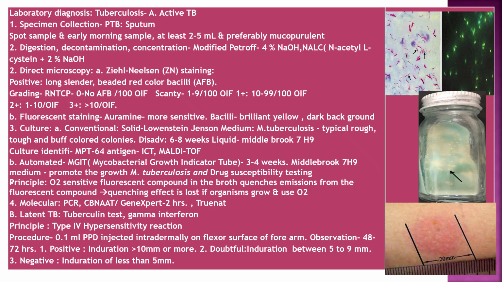Principle of tuberculin test: type IV hypersensitivity reaction. Procedure: 0.1 ml PPD injected intradermally on the flexor surface of the forearm. Observation at 48 to 72 hours. Positive: induration of 10 millimeters or more. Doubtful: induration between 5 to 9 millimeters. Negative: induration less than 5 millimeters.